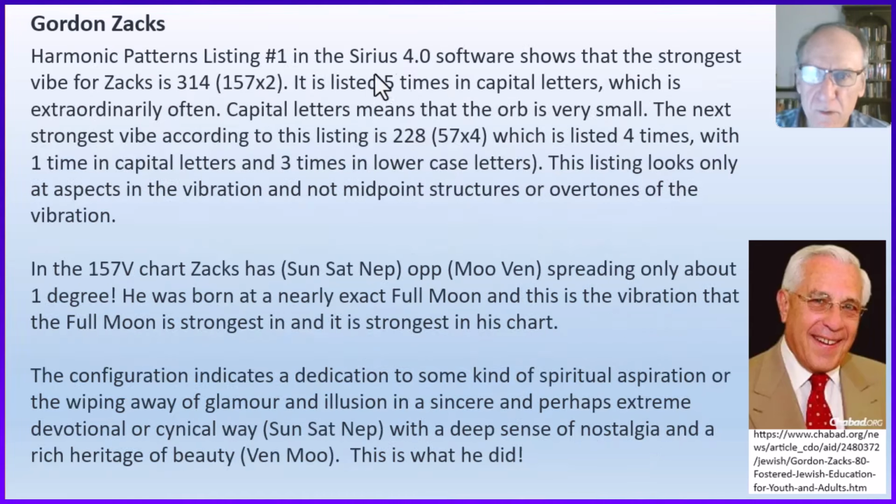When I go into the Series 4.0 software, I select harmonic patterns listing number 1. I see that his strongest vibration is 314 among the top 360. This is harmonic patterns listing number 1, which shows just conjunctions in that vibration. Doesn't use midpoints, just seeing by aspect what vibration is strongest. A very simple, direct way of looking at it.